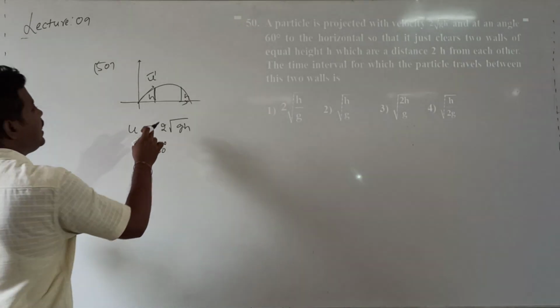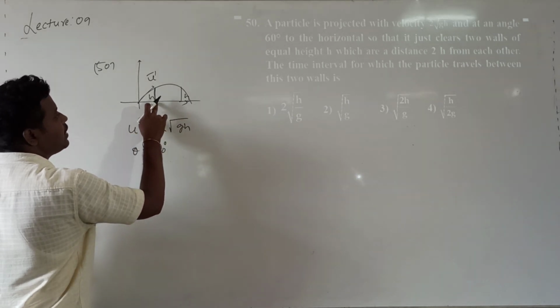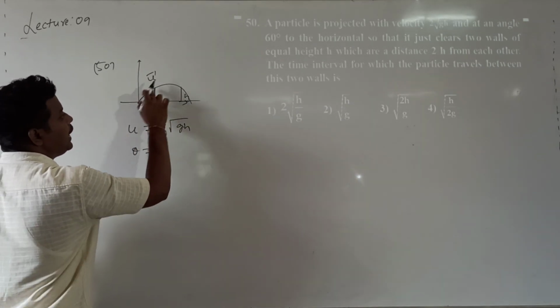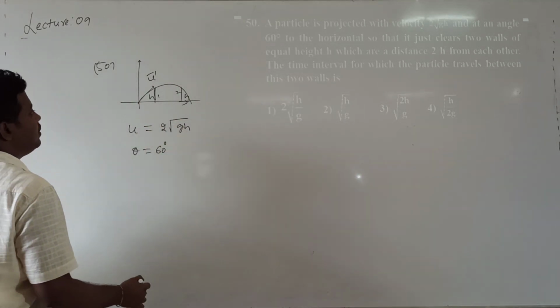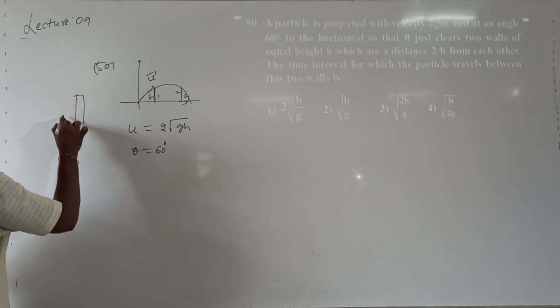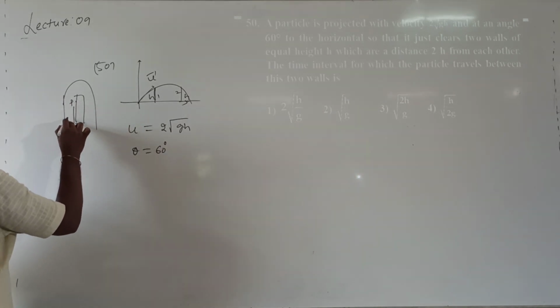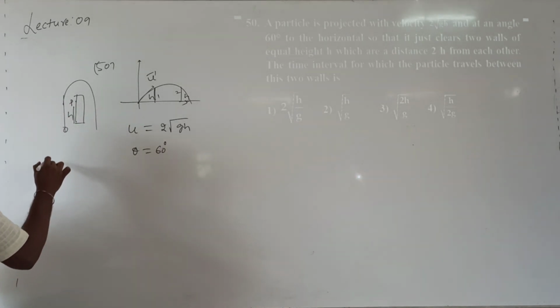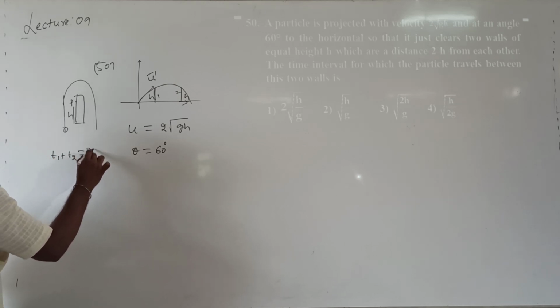They are asking us to calculate the time interval. From the start, if it has taken time t1 seconds to cross the first wall and t2 seconds to cross the second wall, the time interval is given by t2 minus t1. Can you remember this? Whenever a body is projected vertically upward, the body crosses a point B twice in its journey, at a height h. At that time we wrote the formula for t1 plus t2. What is t1 plus t2? 2u divided by g.